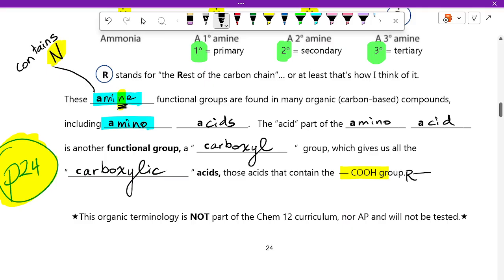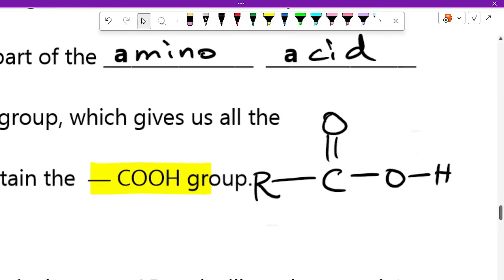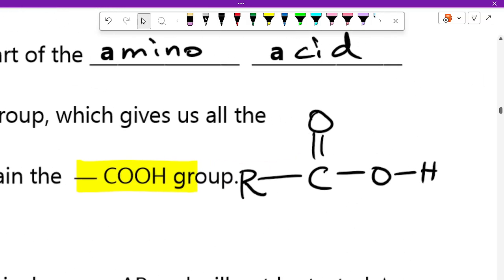R, what does R stand for? The rest of the molecule or random stuff. Okay, doesn't really stand for either of those things, but we'll say that. Could you guys put lone pairs on that molecule? Could you put lone pairs on that Lewis structure? Not on the R, obviously. Where would you need lone pairs? On the oxygen. How many on that top oxygen?